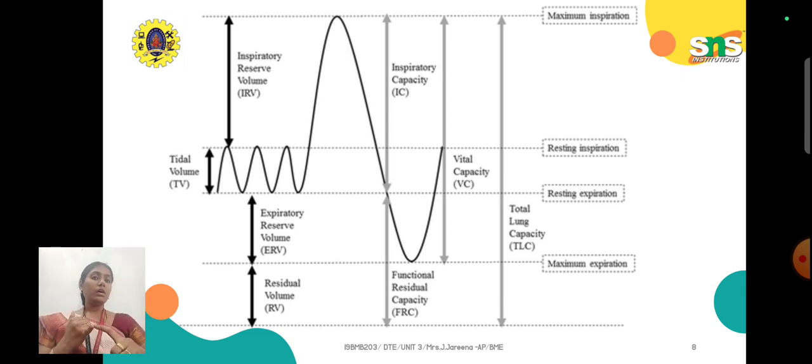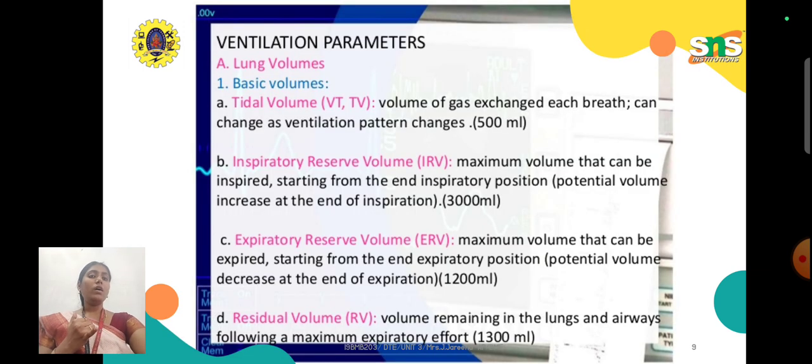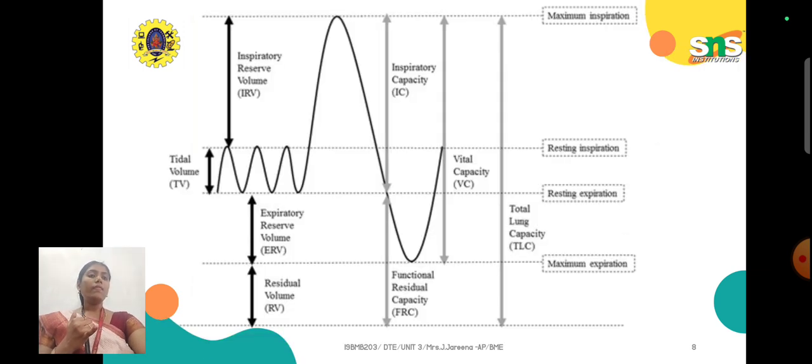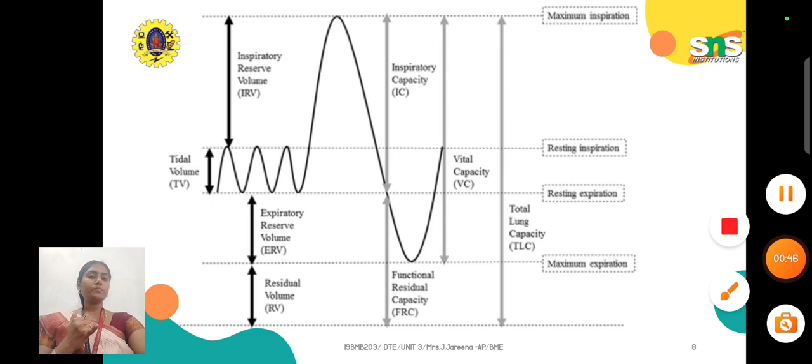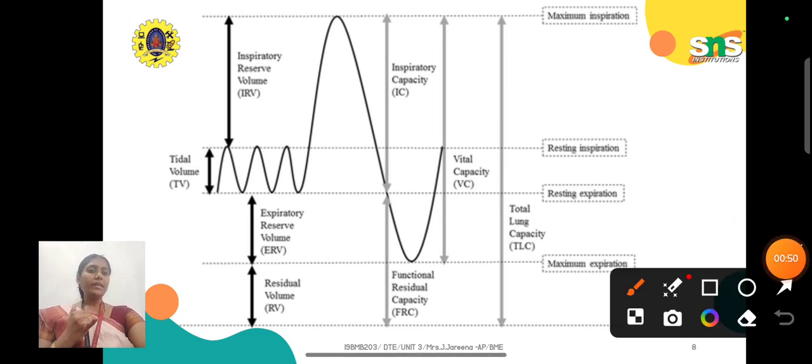Starting with inspiratory capacity, next we have residual capacity, then functional residual capacity, vital capacity and total lung capacity. Usually we have four: inspiratory capacity, functional residual capacity, vital capacity and total lung capacity. So let's start with inspiratory capacity, which we call IC.